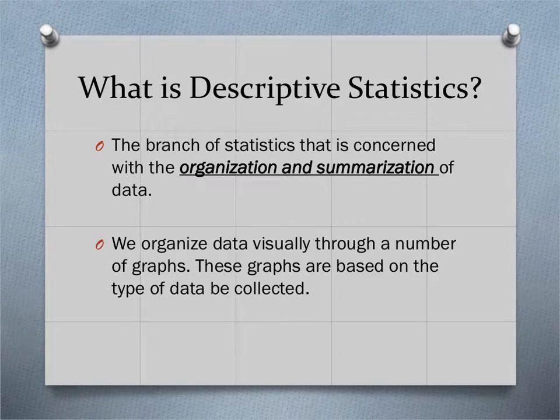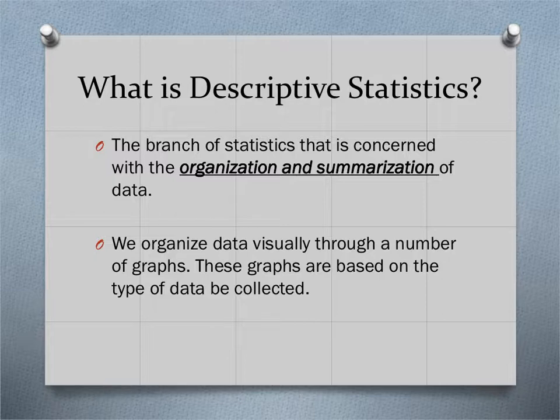In chapter 2.1, we're going to talk about how to graph all the data sets we're getting. And when we graph all these data sets, what we're talking about is what we call descriptive statistics. Descriptive statistics is the branch of statistics that is concerned with the organization and summarization of data. When we organize data, we put it in a graph. And when we summarize it, we're going to analyze it with numerical values.